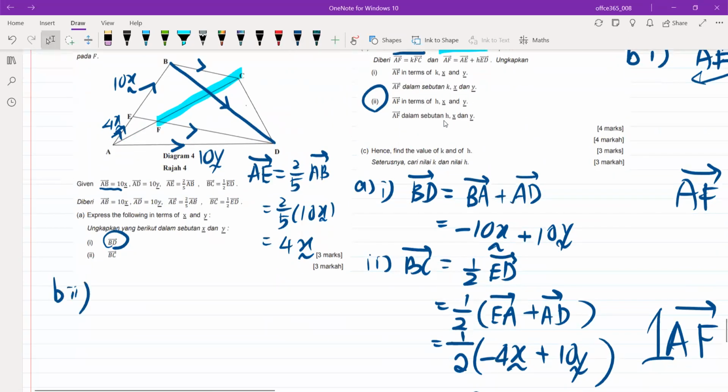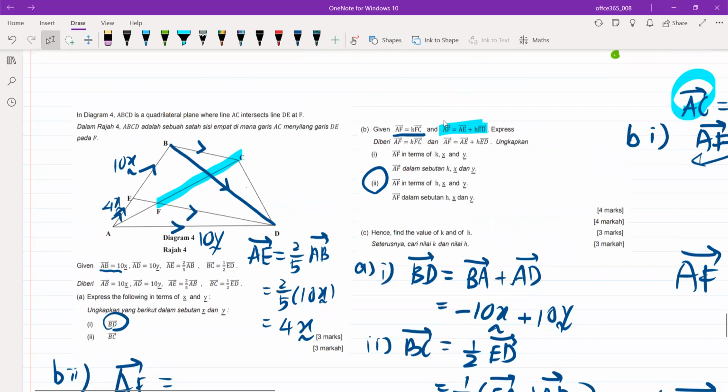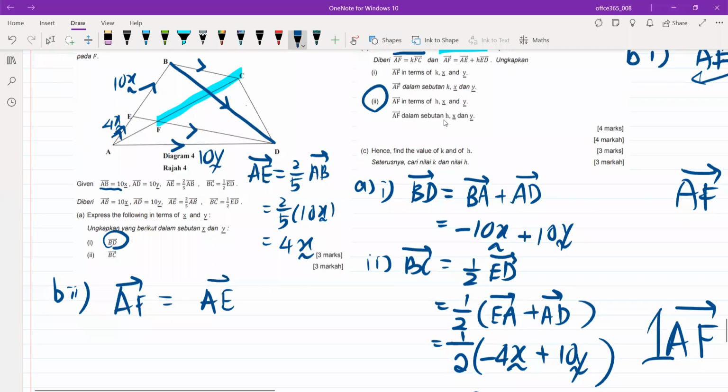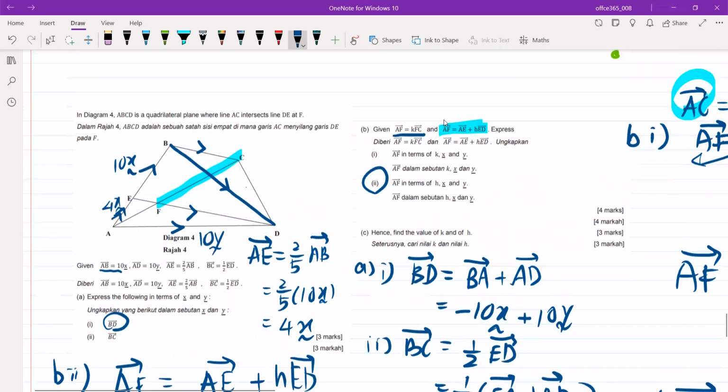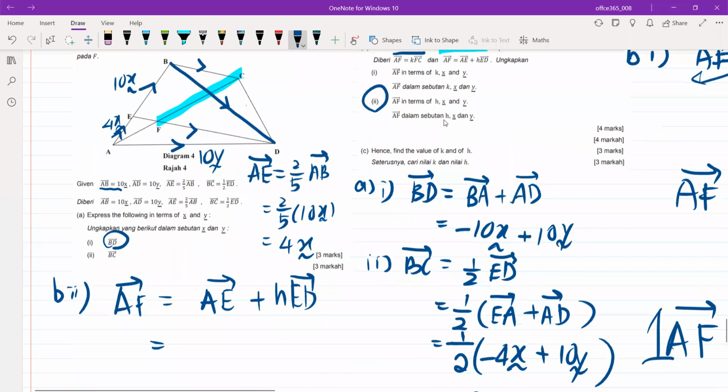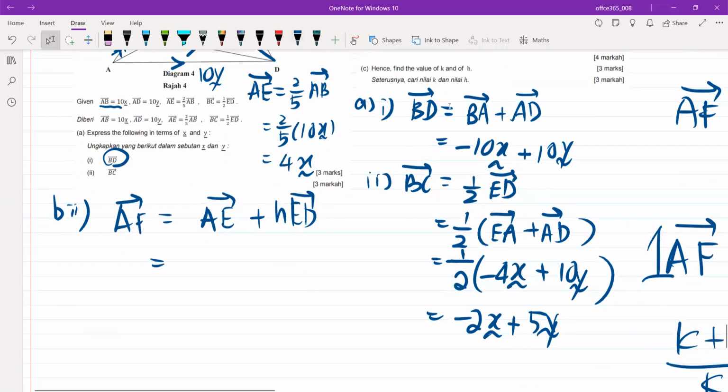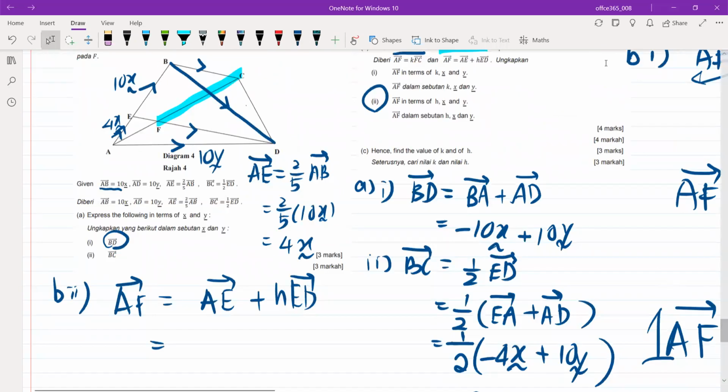B2. AF equals to AE plus HED. Okay, so this question, how to solve AE plus HED? We got ED meh? You have to check, don't have. You have to find out ED. ED link with who? So I want you to observe carefully and leave the answer. I want you to give the answer now, right?